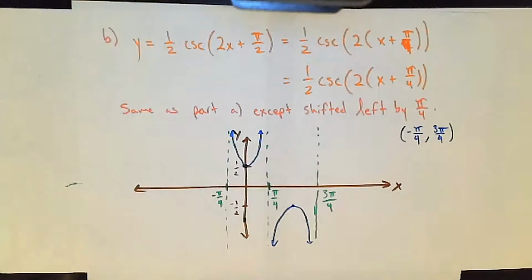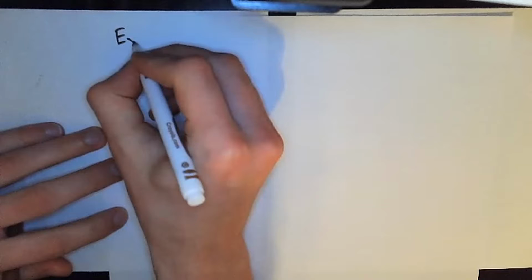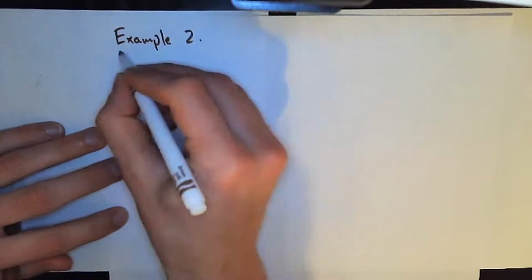Okay, let me grab some more paper. And we'll graph some secant functions. And then we'll move on to tangent and cotangent. It's going to probably be a longer than 90-minute video.